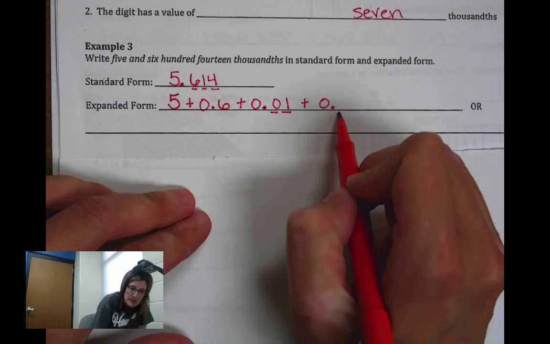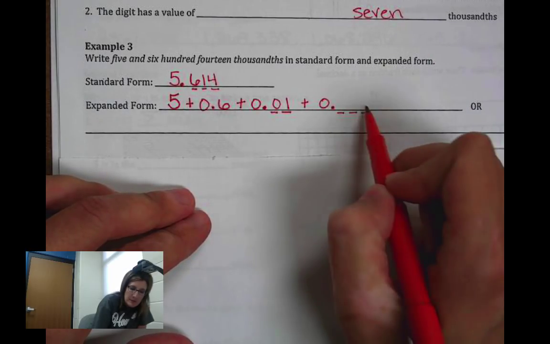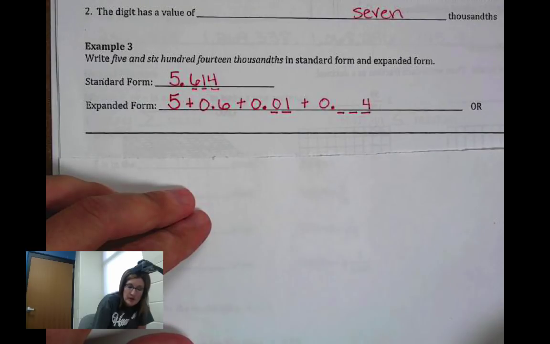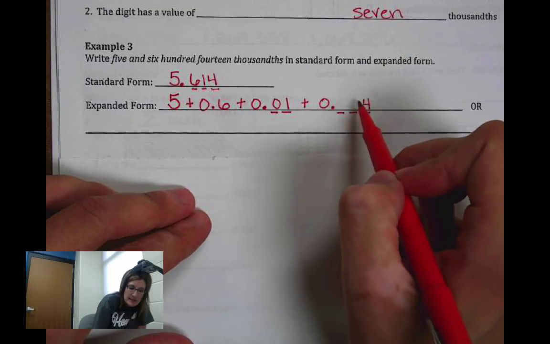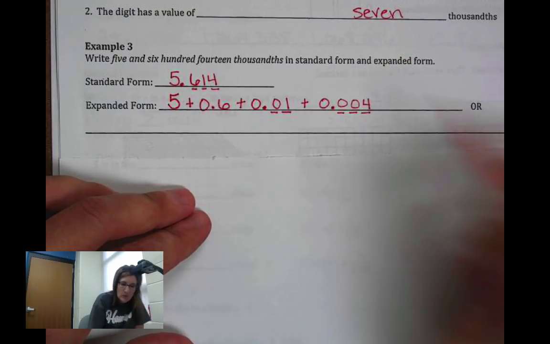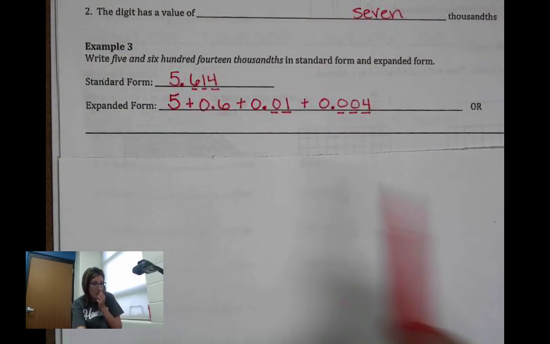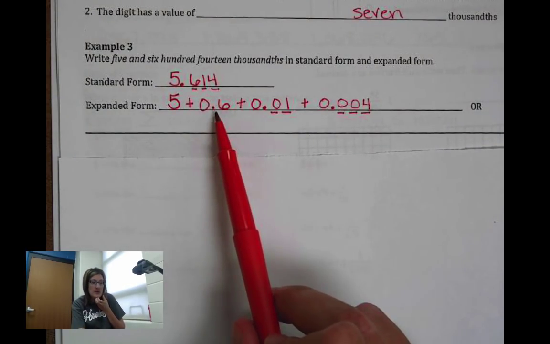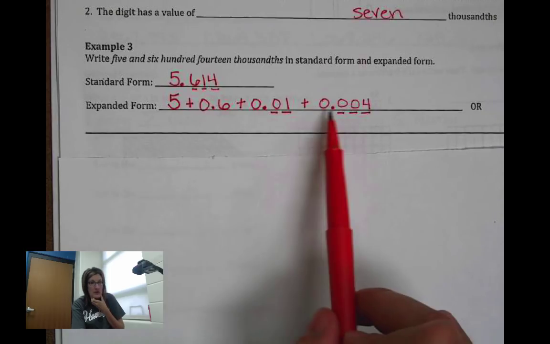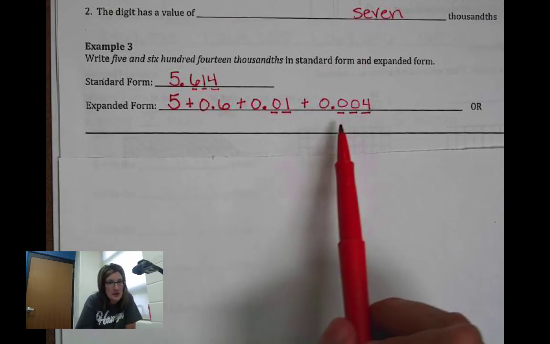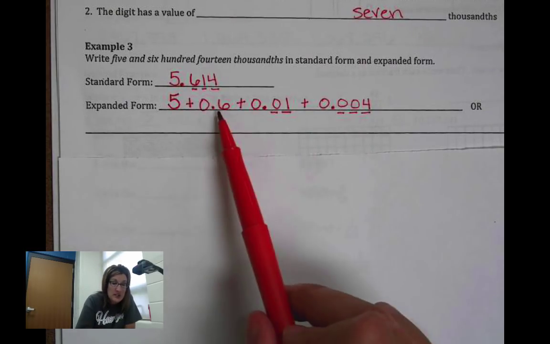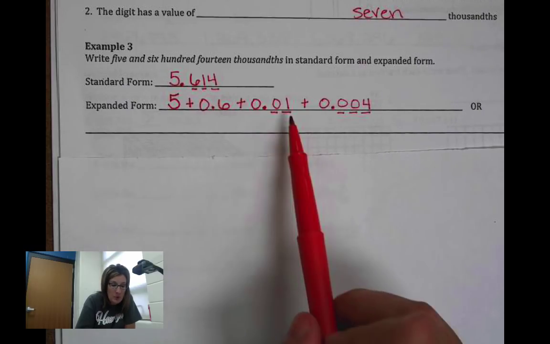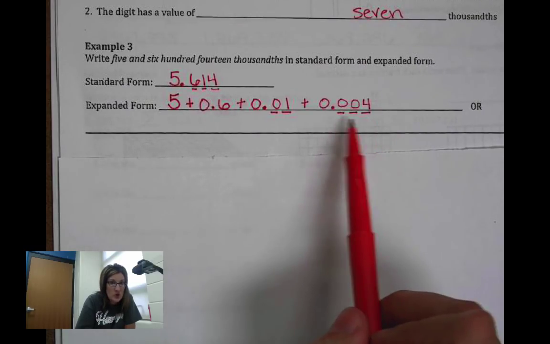So I need 3 spots, and then my 4 can go there. So again, in my 2 spots there, I need to hold place with my 0. Now notice, after your decimal, you have a decimal point in each of these. I have a lot of students in the past years that they'll just put the decimal here and then put a 1 and a 4. And they don't put the decimals there.